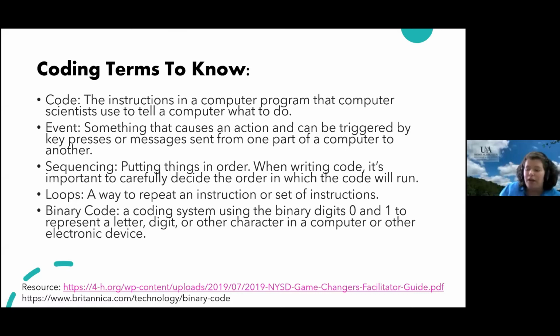Code, like I said, is the instructions in a computer program that computer scientists use to tell a computer what to do. An event is something that causes an action and can be triggered by key presses or messages sent from one part of a computer to another. Sequencing is when you put things in order, and this is really important. When writing code, it's important to carefully decide the order in which the code will run.